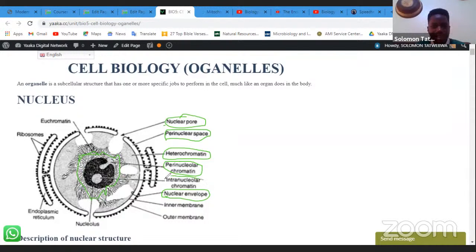We also have the intranuclear chromatin. What molecule is that? Who knows? Who can guess? What molecule is found inside the nucleus? It's a very prominent molecule. Very prominent. Kwagala, what do you think that molecule is?